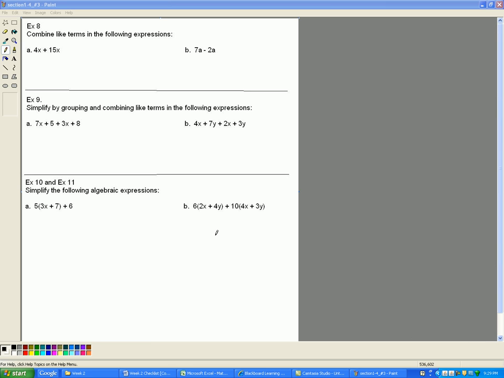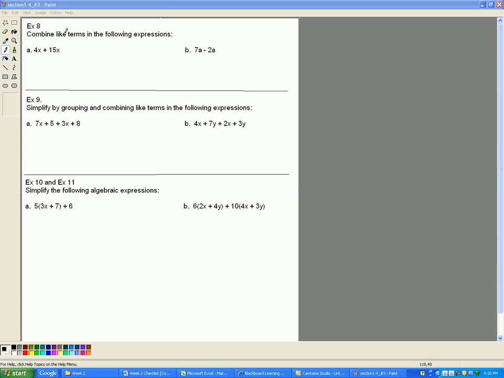Okay, now we're in the home stretch of section 1.4, and we're going to go ahead and work on something a little more complex, but it's actually pretty simple, so let's try to keep it as simple as we can, especially when we see our problems. Let's not get too confused. So example A asks us to combine like terms in the following expressions.